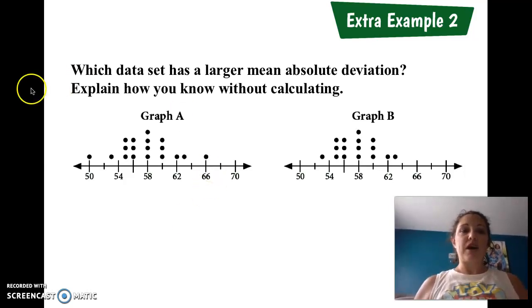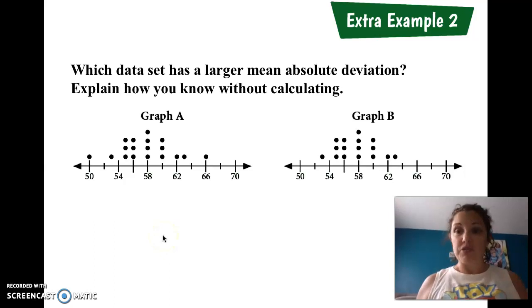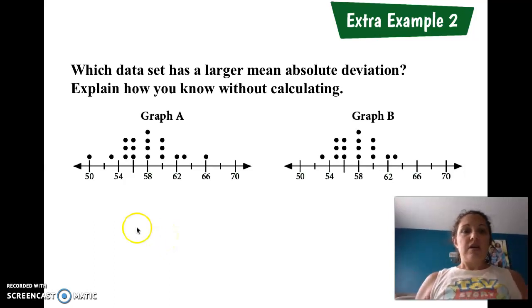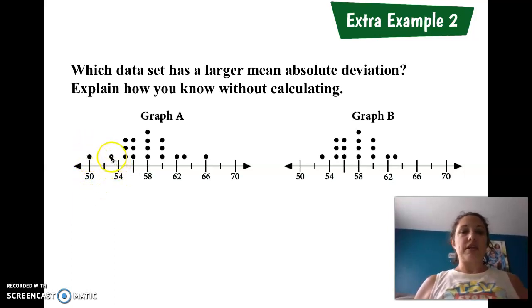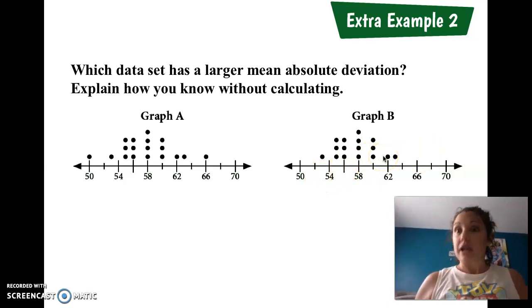So if you look at graph A, we don't even know what this data is about. We're just looking at the dots. So we've got a dot down here at 50, one here at about 53. Then we've got a cluster right around 58. See how this is all kind of together? And then we've got these that drag out farther away, 62, 63, down here to 66. Now when you compare that to graph B, it's more centered. All of these are clustered in the middle. You don't have any dots that stretch far away from that. We don't have any outliers.